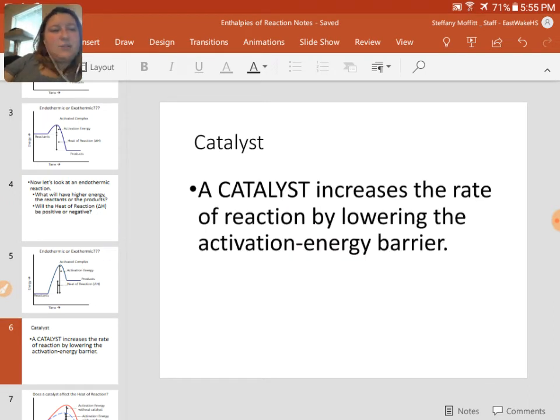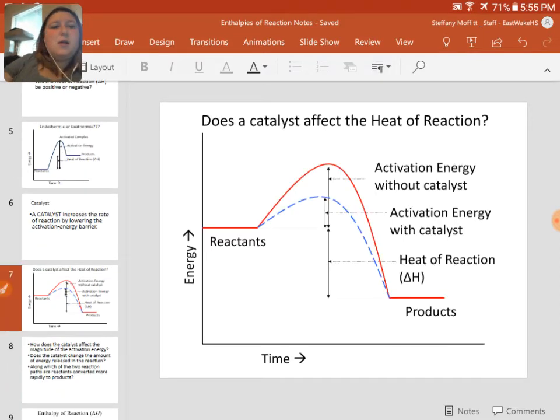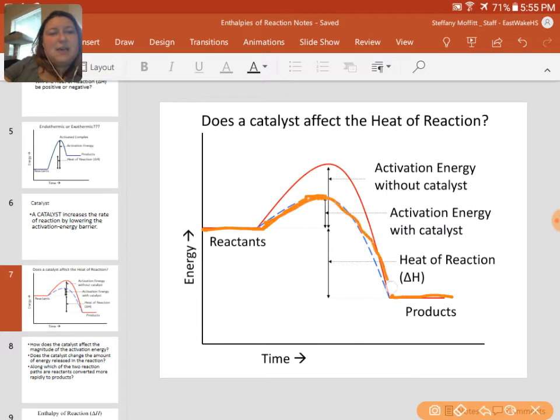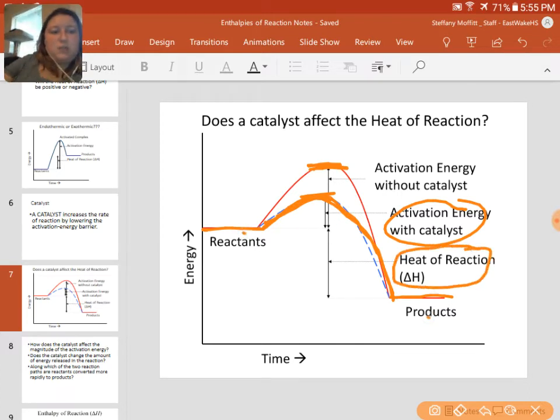A catalyst is going to increase the rate of the reaction by lowering that activation energy barrier. This is what a catalyst does. Our reactants and our products will have the same energy as they did before. There is no change to the energy of the start and the end. However, there is a change in how much energy it takes to get to the product. So the activation energy with the catalyst is lowered compared to just the normal without the catalyst. The heat of reaction is still the same though, because our reactants and our products don't change energy-wise.